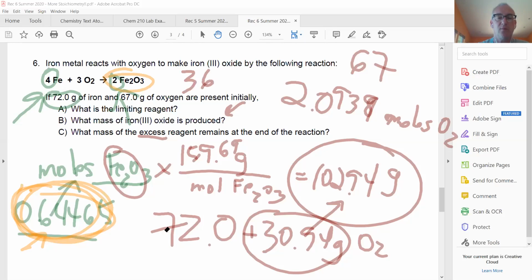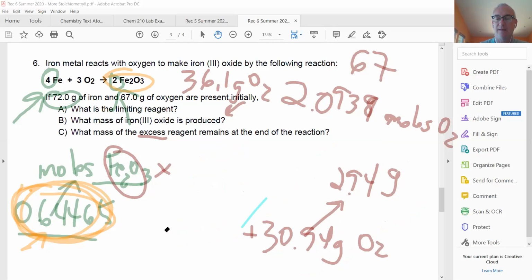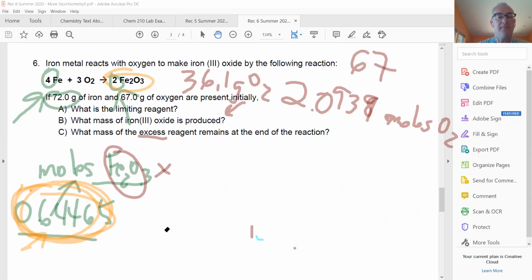So 36.1 grams of oxygen left over. Now, the more complicated way to do it, which takes an additional step, you should probably just do it the other way from now on. The more complicated way is to actually determine how many moles of oxygen are consumed in the reaction.